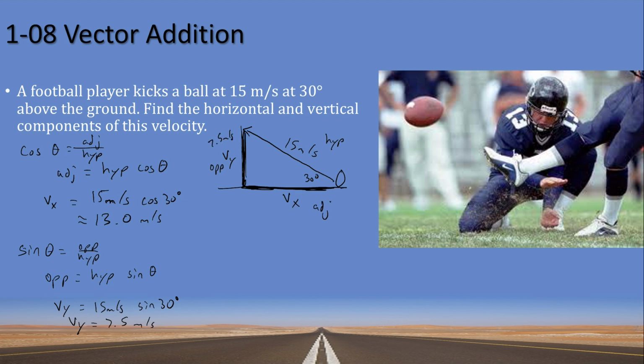Now I had it going left, so we might choose to say that the velocity in the x is negative because it's going left. The velocity going in the y is going up, so it's positive. Very often we end up just saying that the x component is our vector times cosine of the angle, and the y component is our vector times sine of the angle.